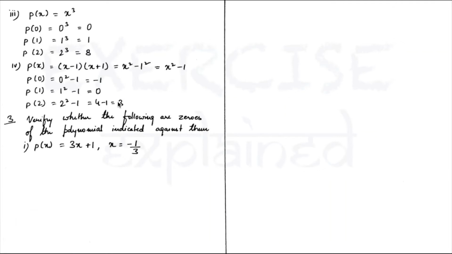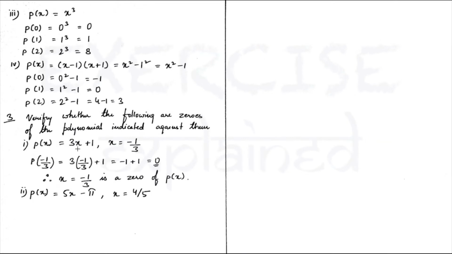Coming to the next question, verify whether the following are zeros of the polynomial indicated against them. So we just need to check whether x is equal to minus 1 by 3 is a 0 of p of x is equal to 3x plus 1. What we have to do is substitute x is equal to minus 1 by 3 here. Once we substitute, if the answer comes to be 0, then it is a 0 of the polynomial. If the answer does not come to be 0, then it is not a 0 of the polynomial.